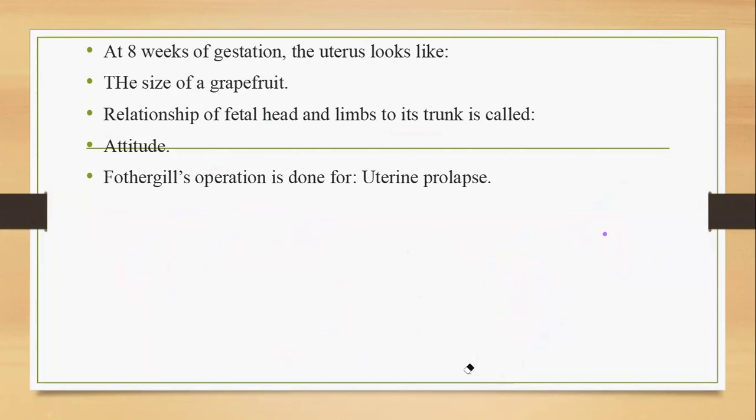Next, the operation done in uterine prolapse, a gynecological problem. Which surgery is done in it? That is the Fothergill operation. It is the name of an operation, and it can come as an exam point. You should know this. Let's move to the next slide.